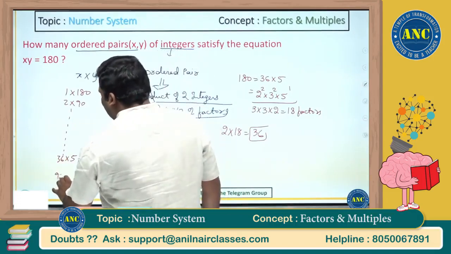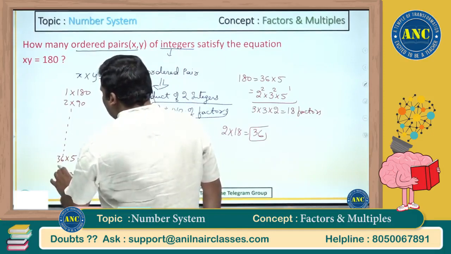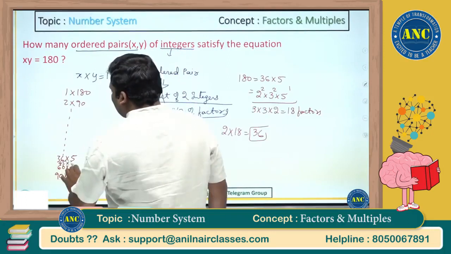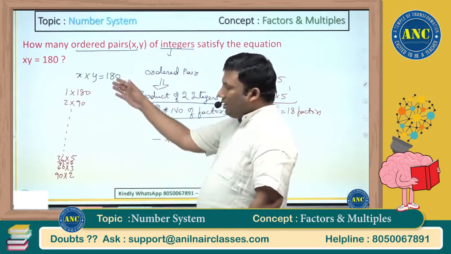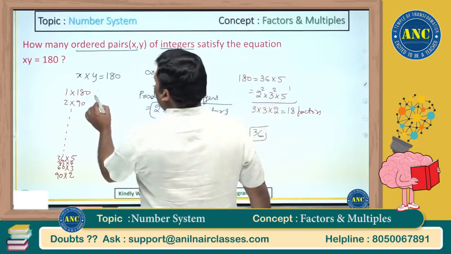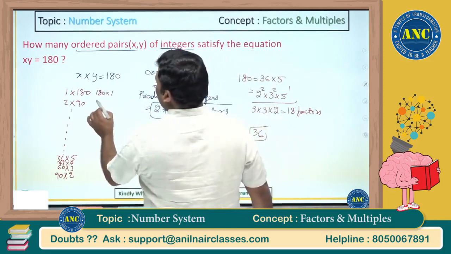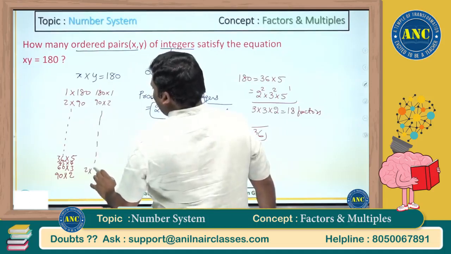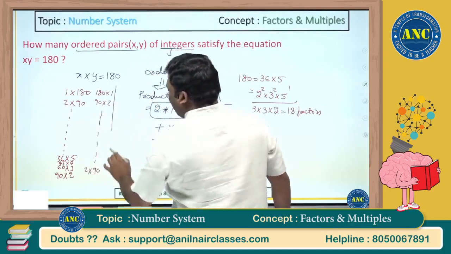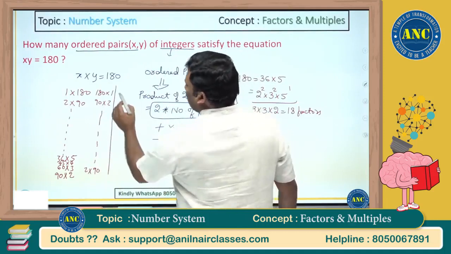36, 90 into 2. These are also another case. 60 into 3. These are also another case. 45 into 4. It is also another case. X into 5, 180. Positive into positive. Similarly, reverse is also allowed. 90 into 2, and so on up to 2 into 90. These are positive into positive.